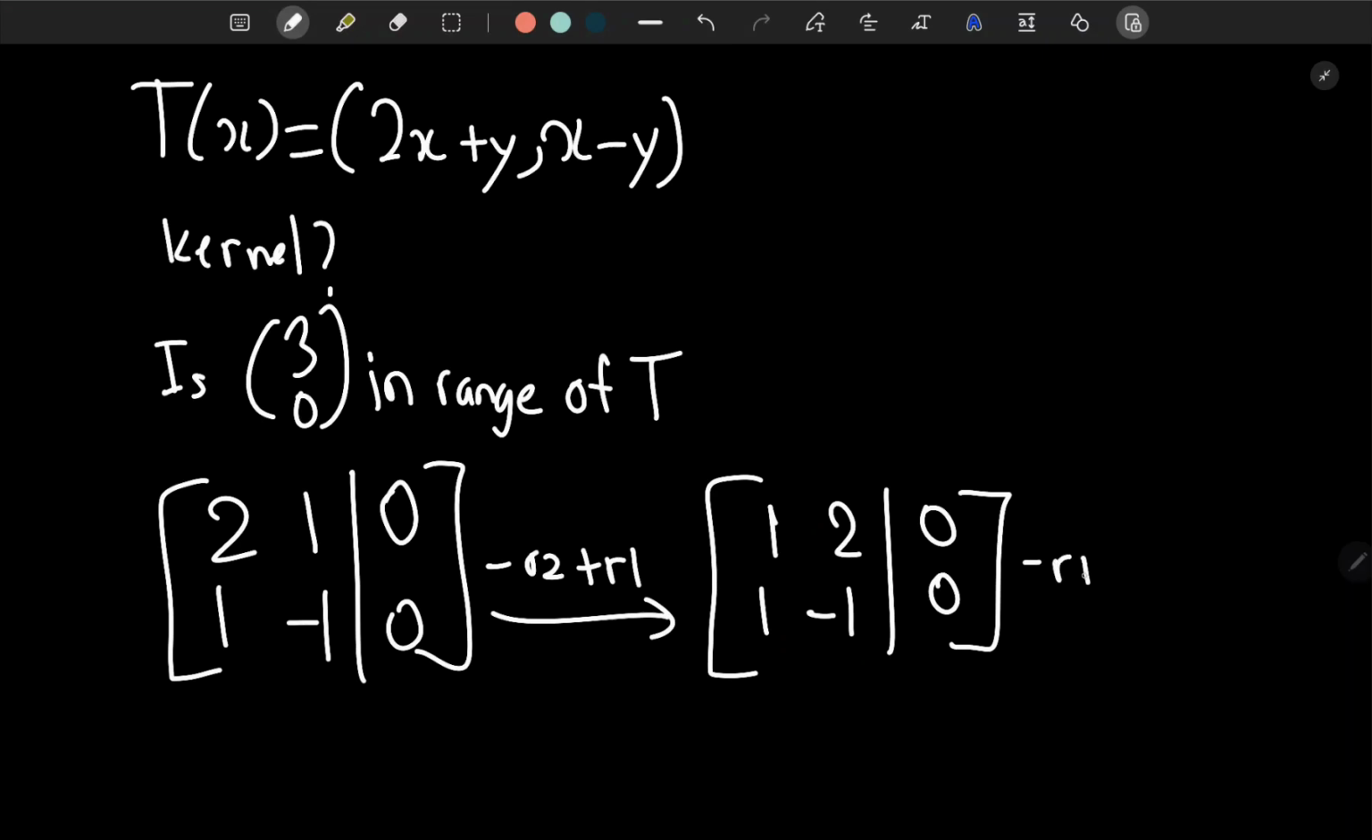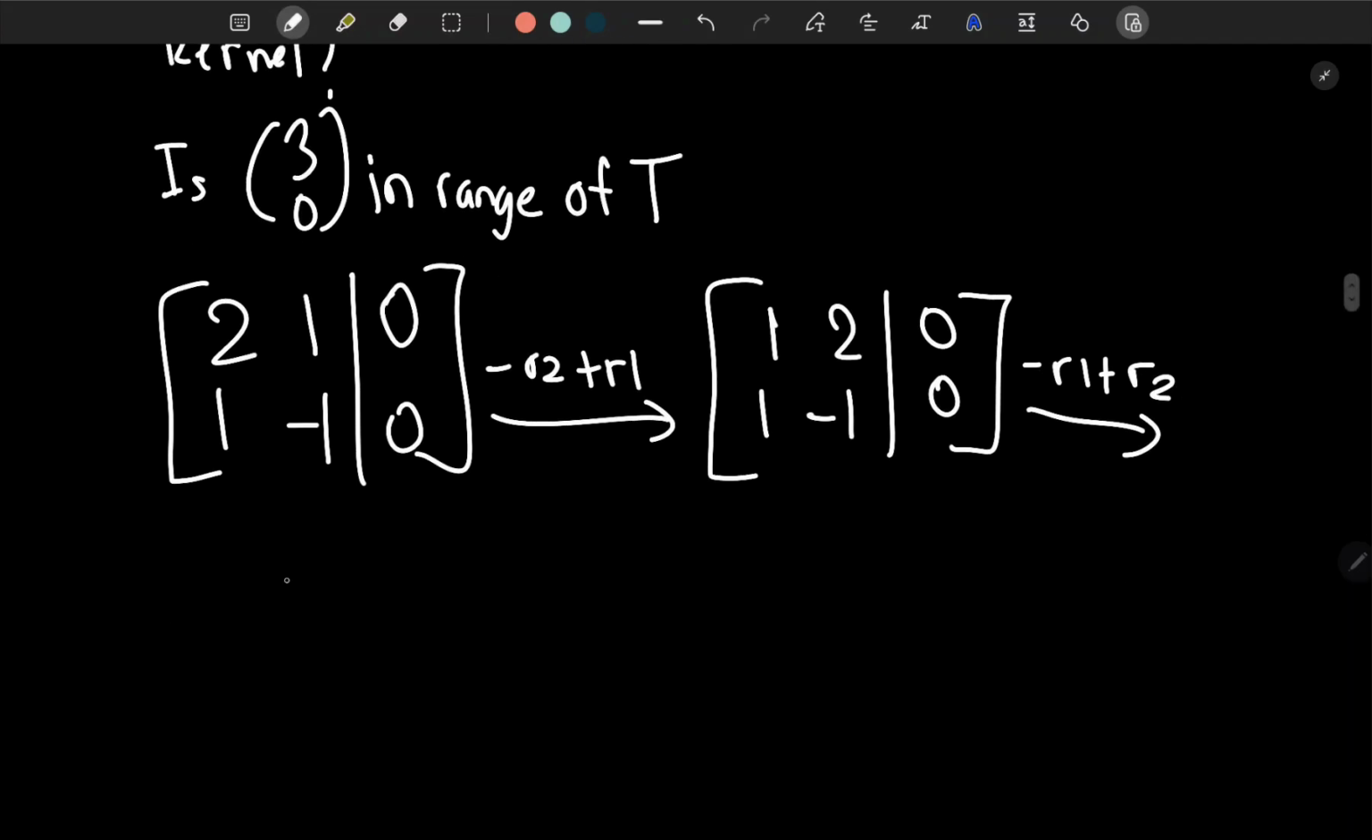r minus r1 plus r2, and this will give us 1 2 0 1, and we can get rid of this 2 now. We can just do minus 2 r2, and then this won't make any other difference since we have a 0 here and 0 here, so I can just directly write 0 over here.